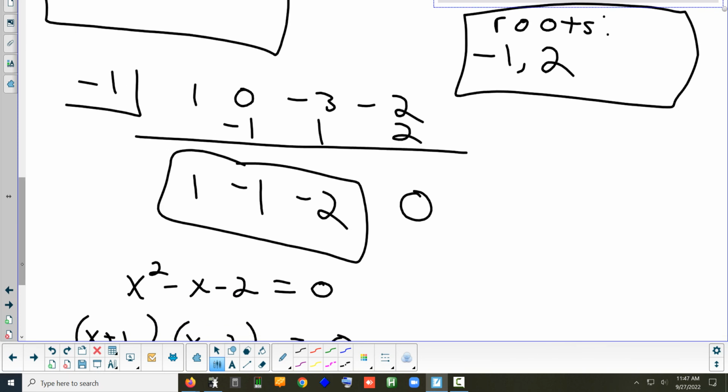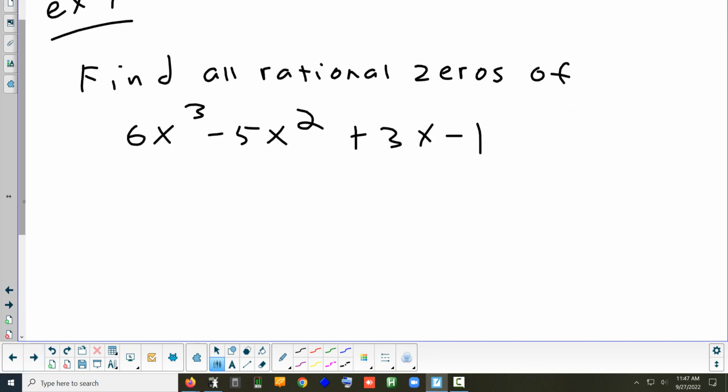Any question on that? Okay, let's find this. Find all rational zeros of this one. We can't just guess. You need a place to start. So let's start with rational root theorem.